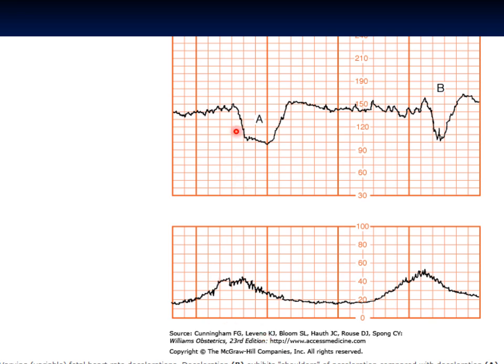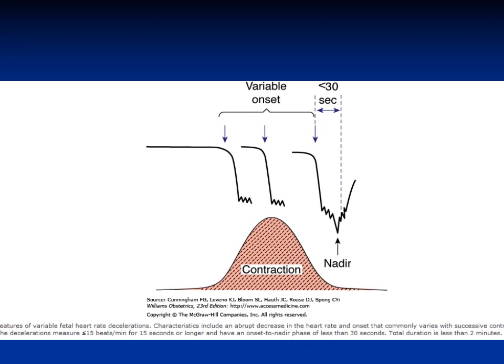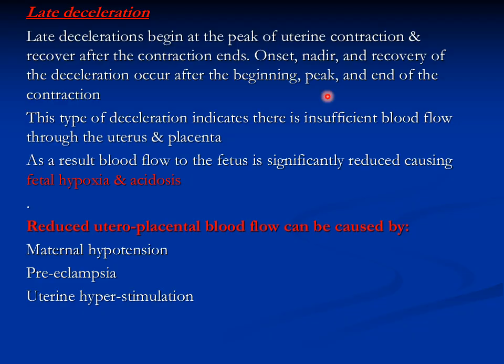Here, this is an abrupt decline, and you see this is related to contraction, this is after contraction, so this is a variable deceleration. The onset is variable in relation to uterine contraction, could be with the start, in the middle, or after the end, and from the onset to nadir less than 30 seconds.